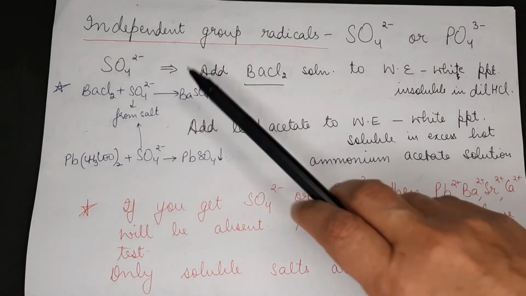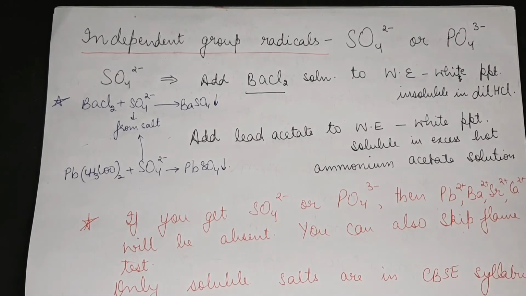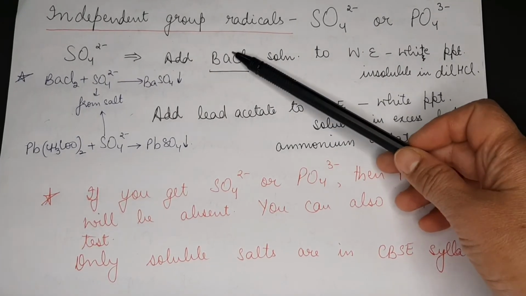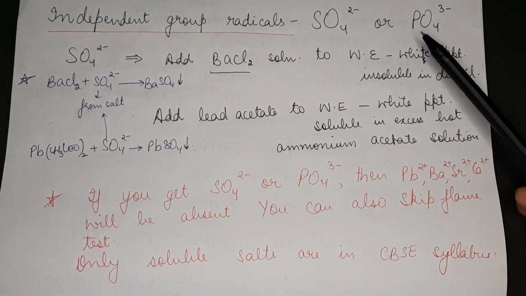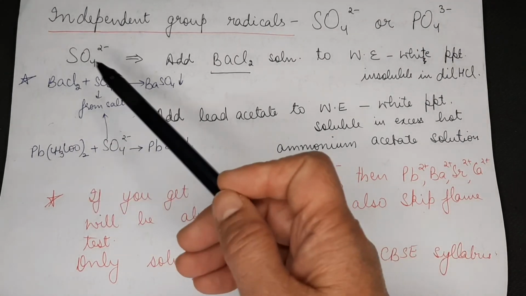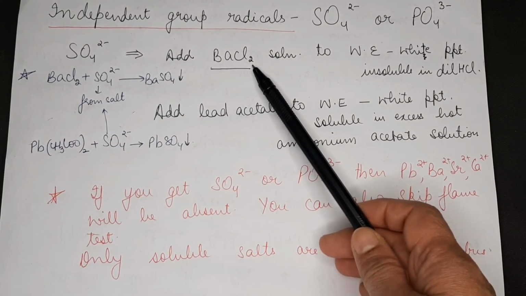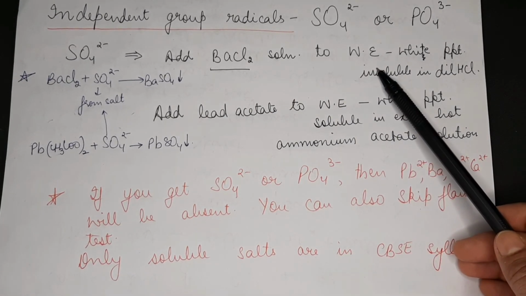So last we have the independent radicals, that is sulfate or phosphate. If there is no observation with both dilute sulfuric acid and concentrated sulfuric acid, you will conclude it's a sulfate radical. And for sulfate, simply add barium chloride to the water extract, that is water plus salt solution.